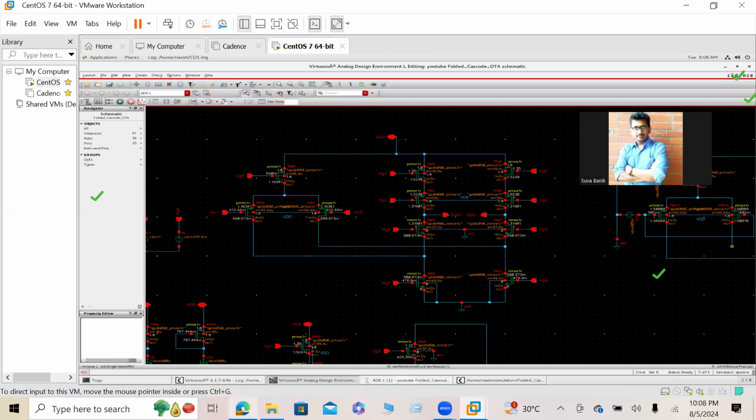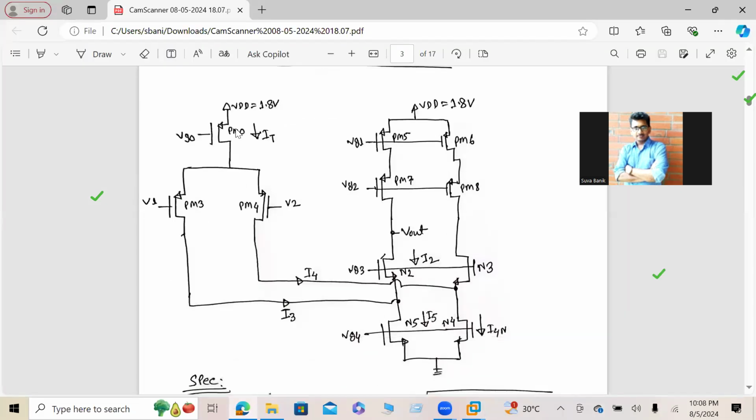So before going to Cadence, let's understand some basic principles here. I will use VDD of 1.8 volt, and the first PM2 is my tail current. Whatever current IT is generated, this current is equally split between PM3 and PM4. For example, if IT is 400 microampere, my PM3 is 200 and my PM4 will be 200, meaning I4 and I3 each carry 200. This current is equally split in two branches. Okay, this is a point we need to keep in mind.